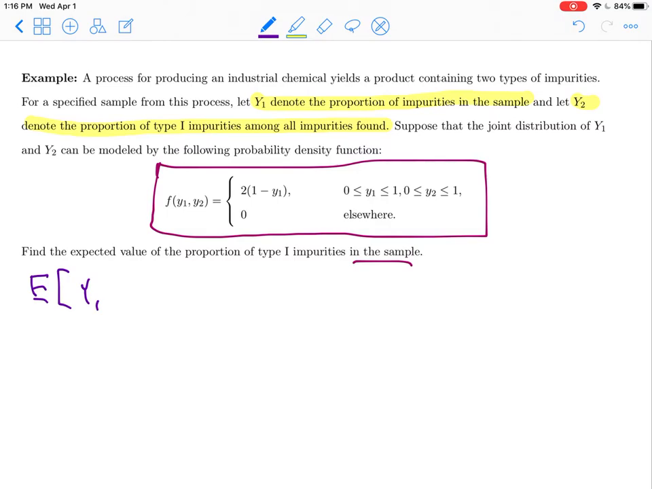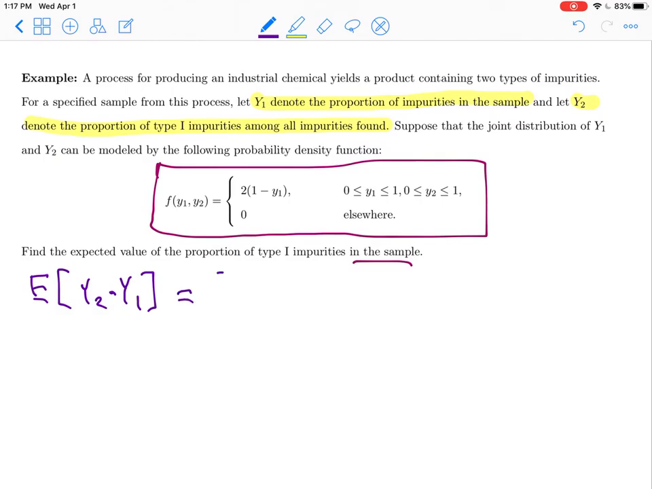Actually, you might say, well, maybe it's Y2, because Y2 is the proportion of type 1 impurities, but that's only among all impurities found. So we need the proportion of type 1 impurities among the impurities, and we're going to multiply that by the proportion of impurities in all of the samples. This is really what we want to look at.